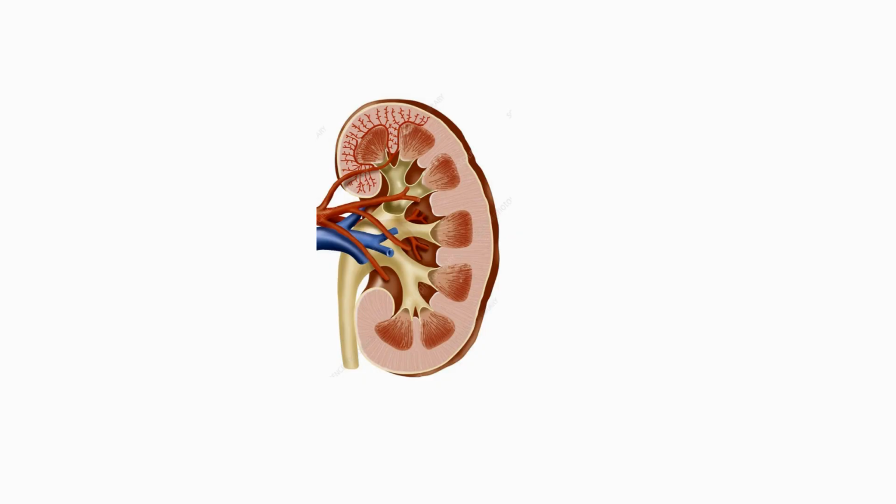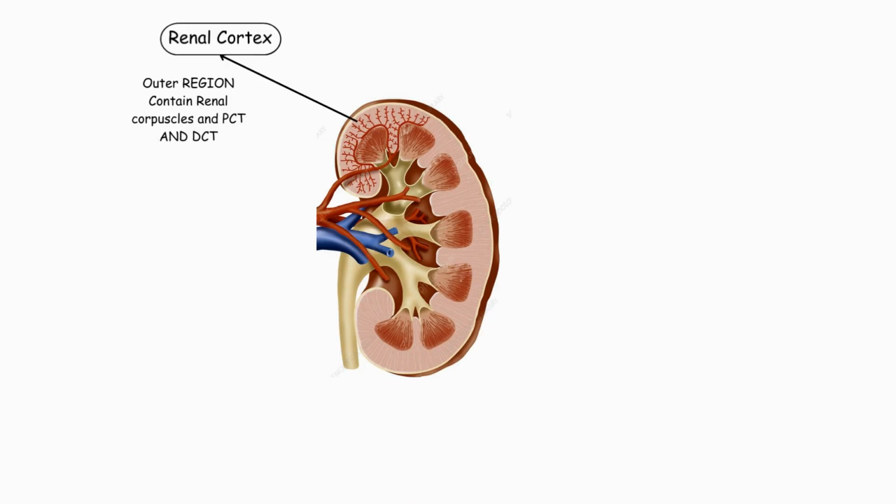Now comes the internal anatomy of the kidney. There are 2 regions of the kidney. The renal cortex is the outer region. This region contains renal corpuscles, and the proximal and distal convoluted tubules. This region extends inward between the pyramids, called the renal columns.